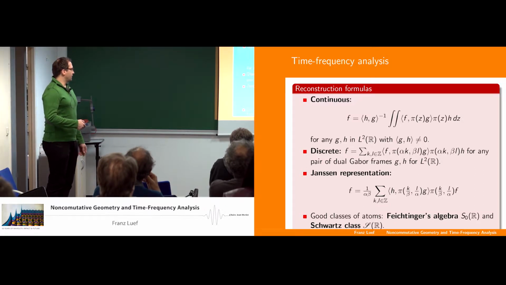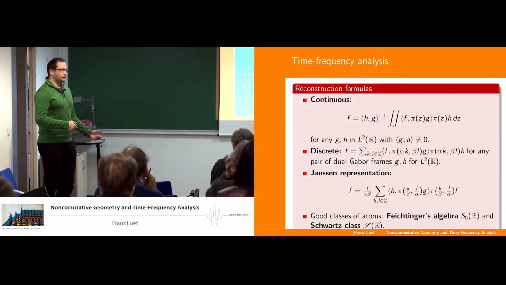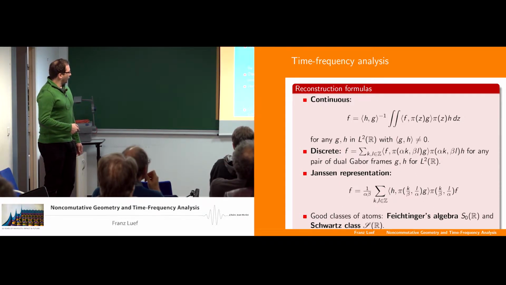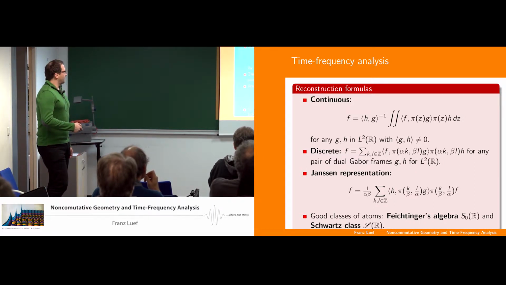So you have the Janssen representation: if you go from your lattice to the adjoint lattice via Poisson summation, then you can write every f in this form, where you have this interchange between g and h. And that's going to be a crucial point when we later talk about non-commutative geometry, because that's something that they are very used to. They have a whole formalism adapted to that.